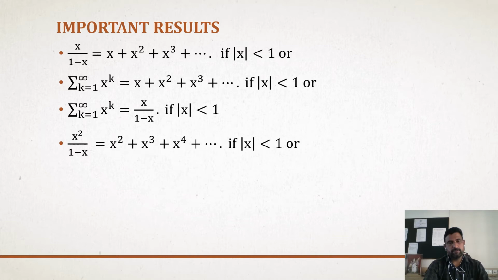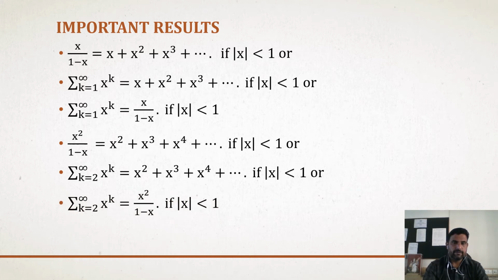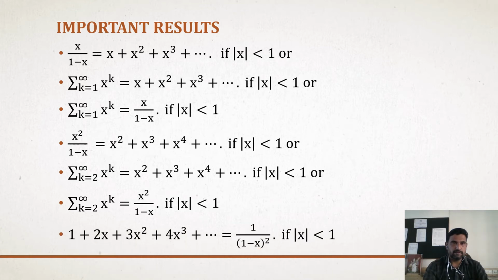x square divided by 1 minus x, the result is x square plus x cube plus x raised to 4 plus dot dot dot, if mod x less than 1. Or in summation format, summation over k equal to 2 to infinity x raised to k is x square plus x cube plus x raised to 4 plus dot dot dot, if mod x less than 1. Or in summation format, k from 2 to infinity x raised to k is x square divided by 1 minus x, if mod x less than 1.